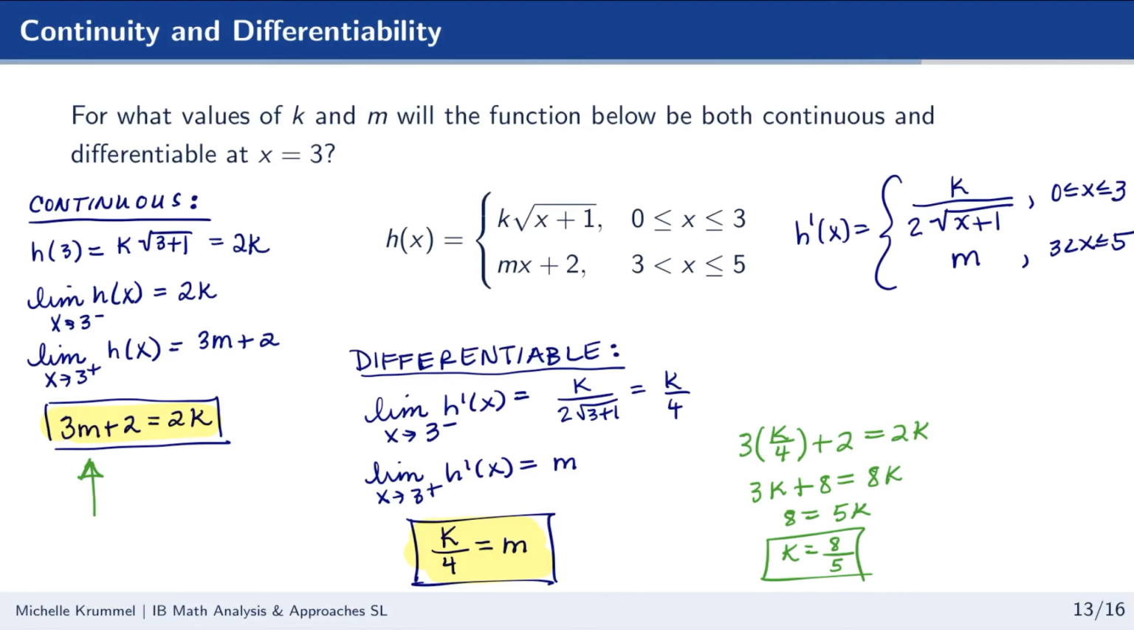And then to solve for m, we know that m equals k divided by 4. So 8 over 5 dividing by 4 is the same as multiplying by 1/4. And that's going to be 2/5.